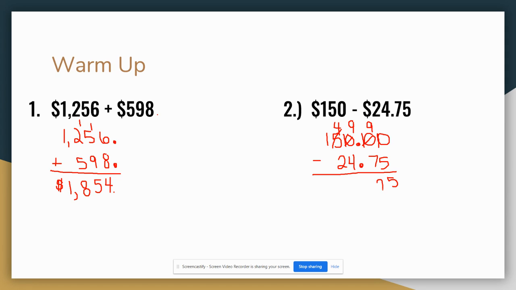9 minus 7 is 2. Carry down my decimal. 9 minus 4 is 5. 4 minus 2 is 2. And 1 minus nothing is 1. So my answer would be $125.25. Back to the slide. If you aren't doing well with these, please, please, please let me know.